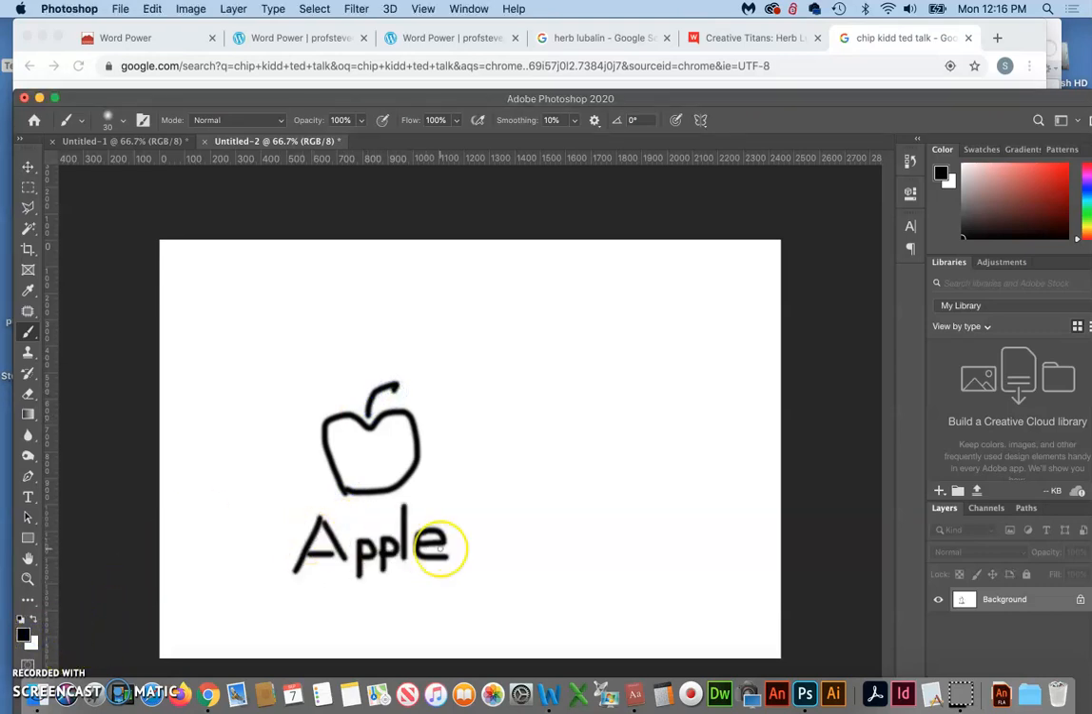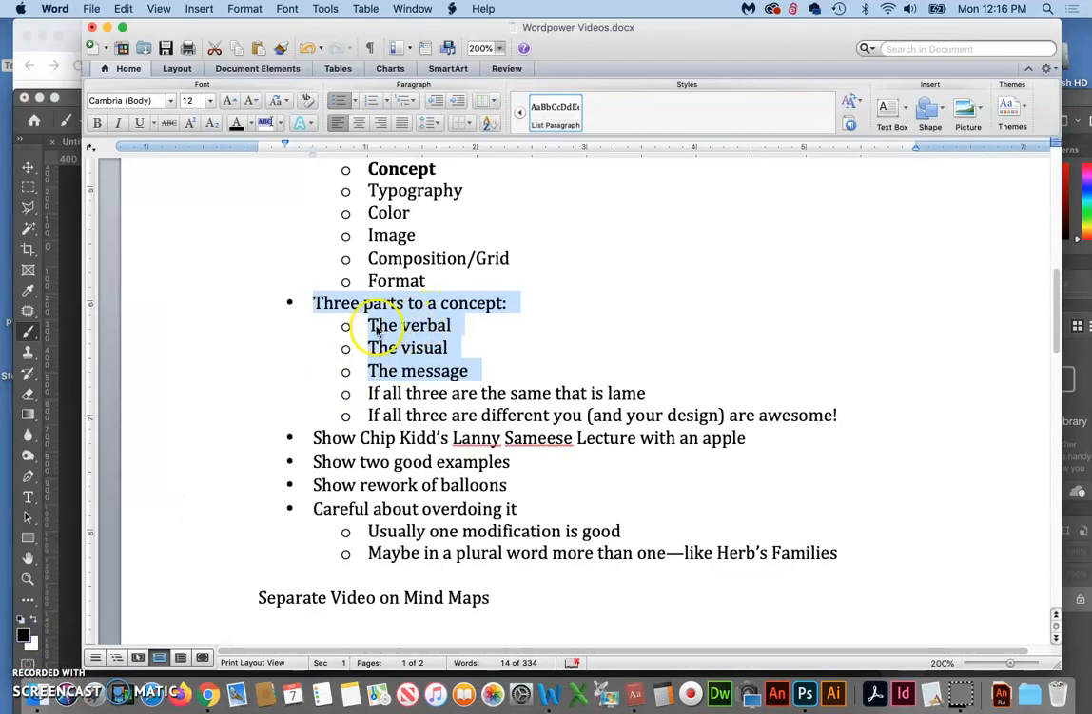write the word apple underneath it, and he'd say, if this is your design, you're treating your audience like they're idiots. Or in other words, the verbal, apple, the visual, apple, and the message that you're talking about an apple are all the same. So thus lame.